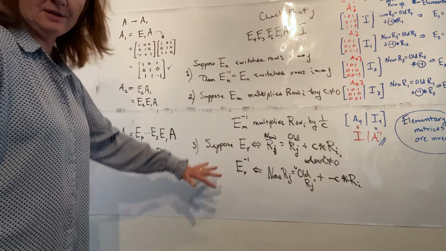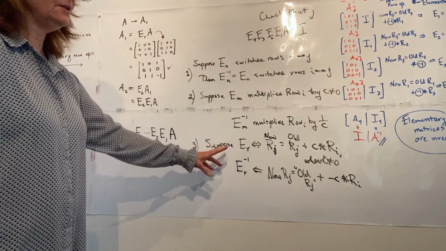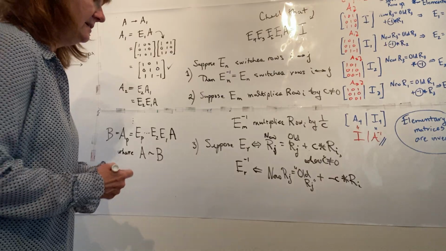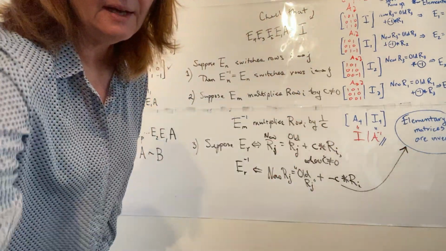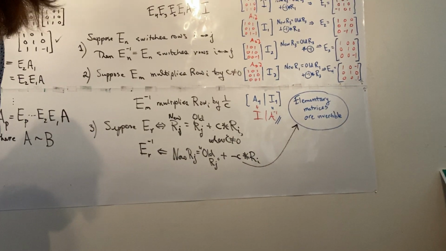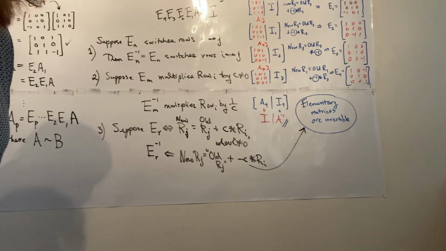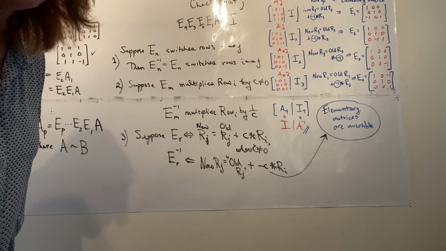So all the elementary matrices are invertible. This is good news, and we're going to use that. This is finishing that argument that all elementary matrices are invertible. Going to use that quite heavily as we go through section 2.3.